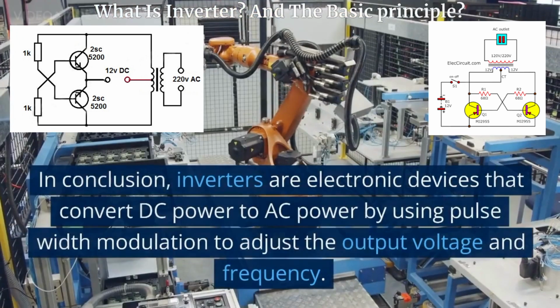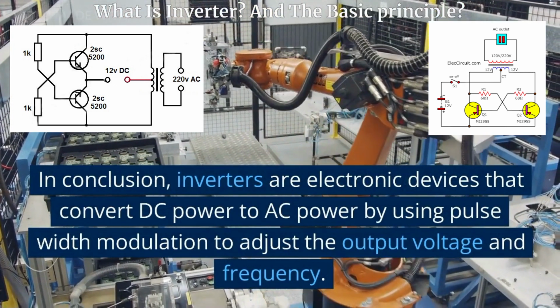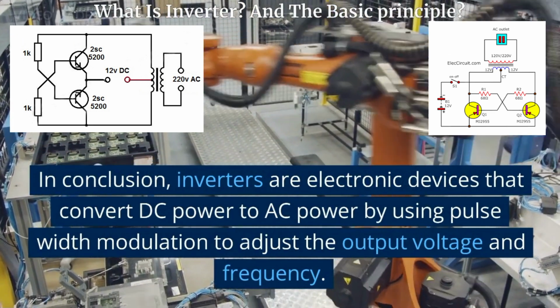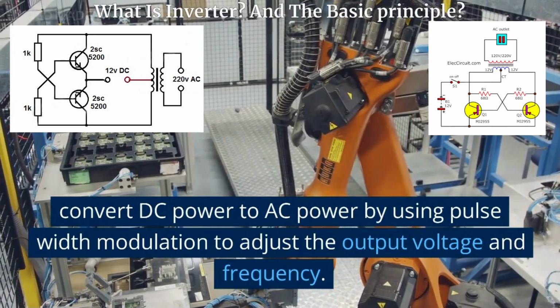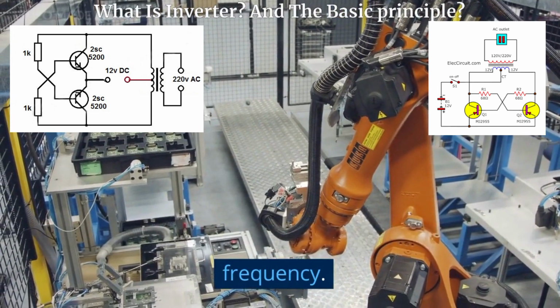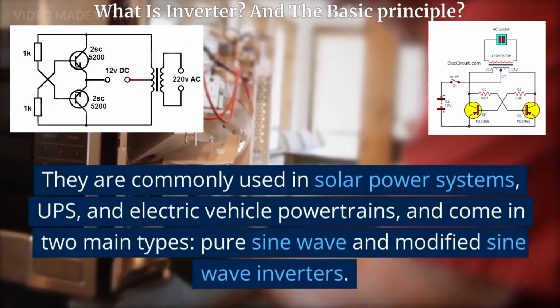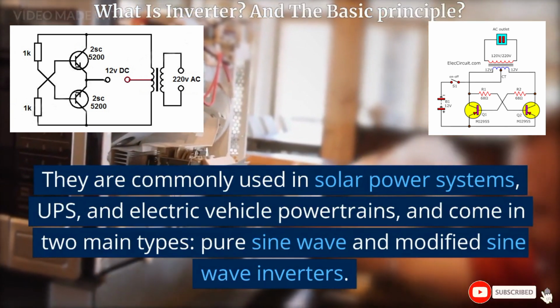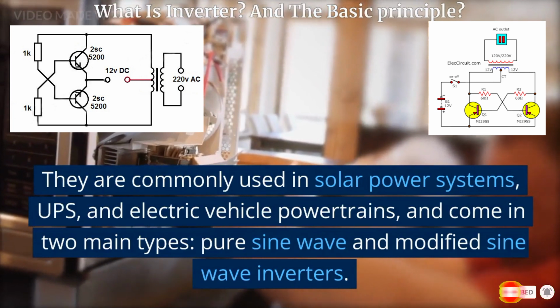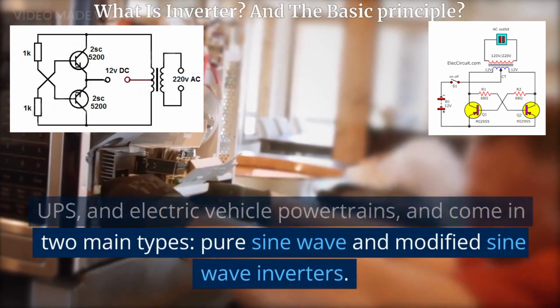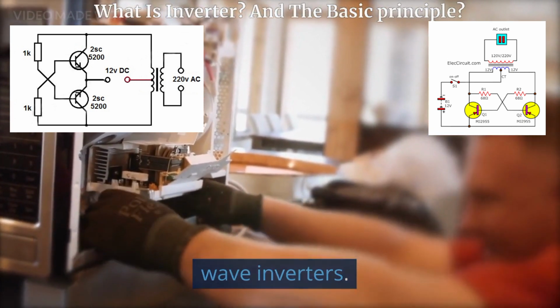In conclusion, inverters are electronic devices that convert DC power to AC power by using pulse width modulation to adjust the output voltage and frequency. They are commonly used in solar power systems, UPS, and electric vehicle powertrains, and come in two main types, pure sine wave and modified sine wave inverters.